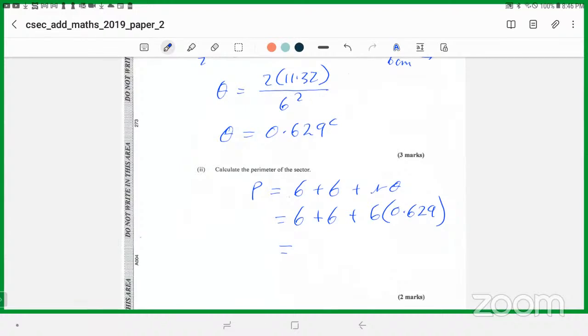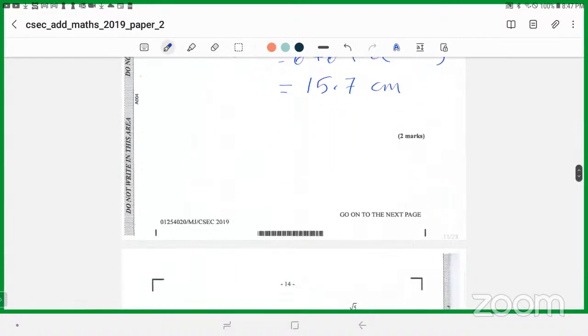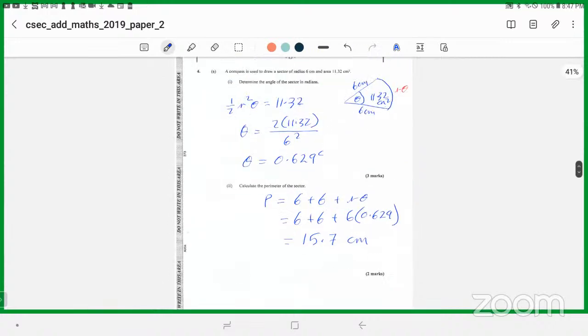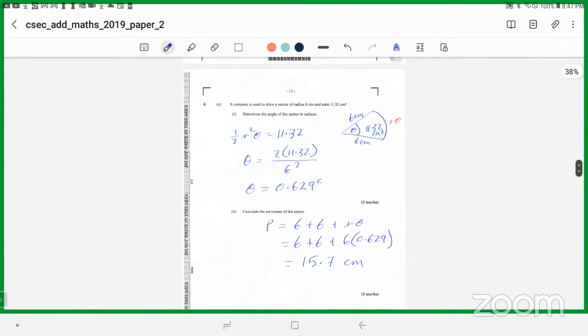What's the answer there? 15.7. To three significant figures, and it is in centimeters. Done. Anything else? Nope, that is it. So see, these questions are really very easy.